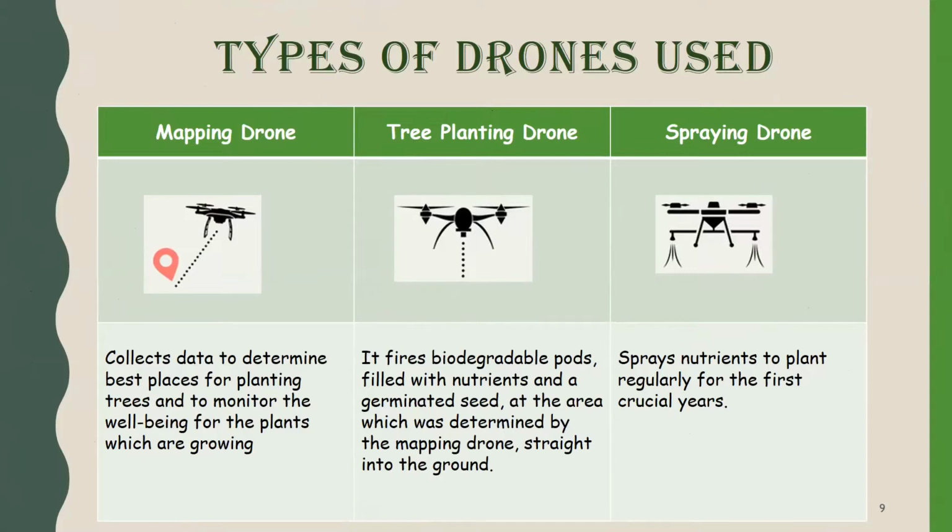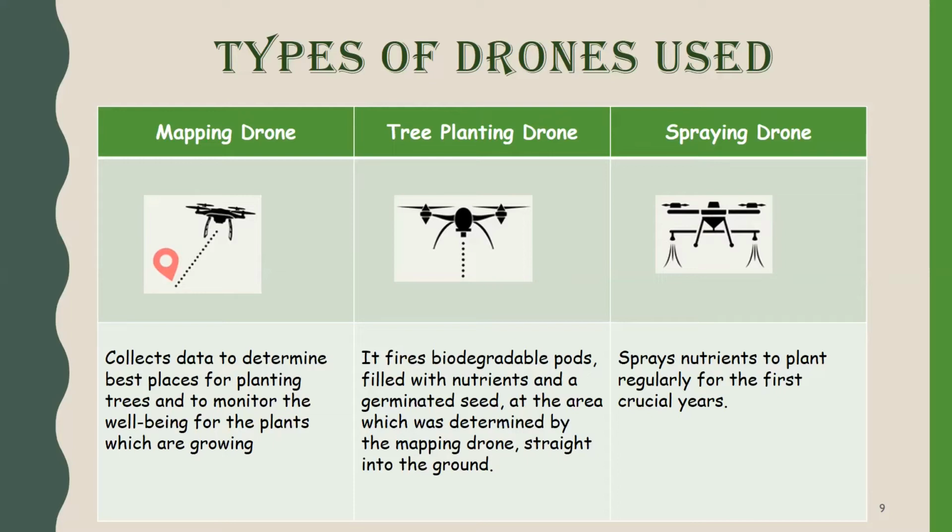So mapping drone collects data to determine the best places for planting trees and to monitor the well-being of the plants which are growing. Mapping drone is like Google Earth, not Google Earth, we can say, but a small Google Earth. It can collect data about the city and tell where the best places for planting trees are, and it can also monitor the well-being of the plants which are growing.